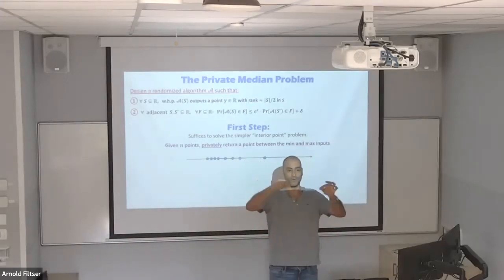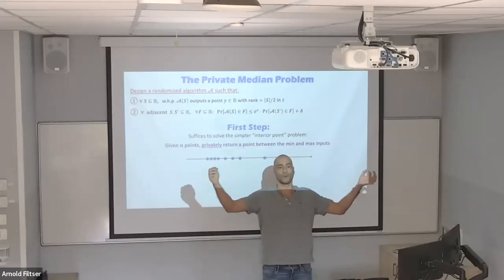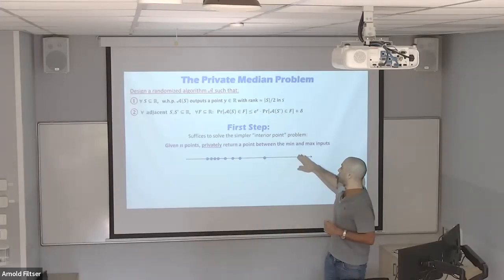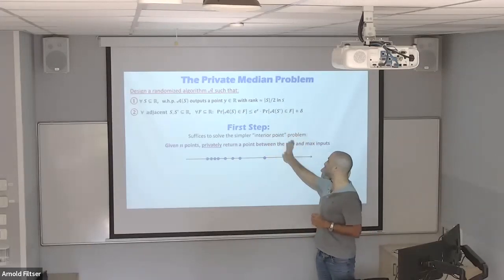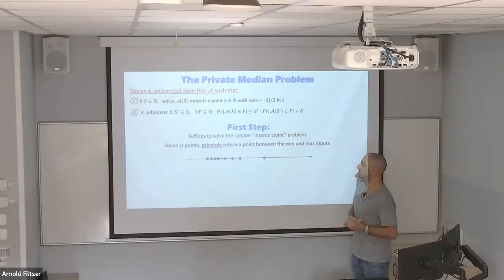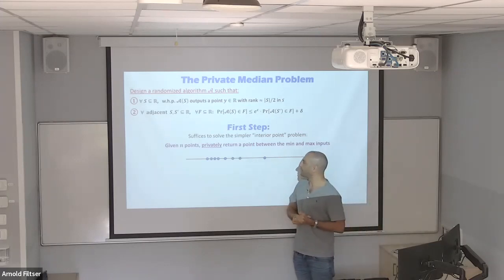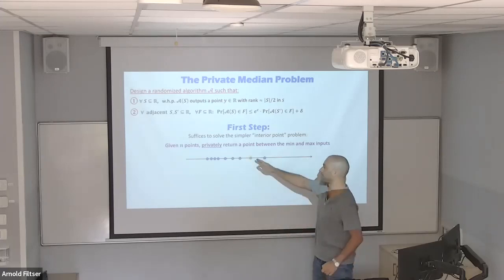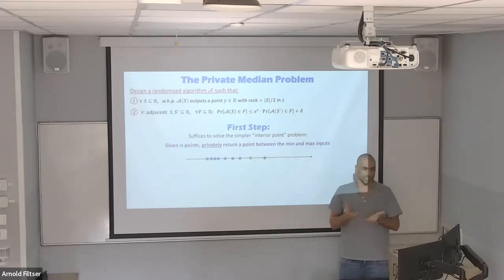Just something, you know, in the convex hull of these points in one dimension. So let's call this the interior point problem. All I want to do is, given n input points, privately come up with a point between this point and that. For example, that's a perfect outcome. So it's a simpler problem because I'm only asking for a non-trivial median, and also there is no error measure. You either succeed or you fail.